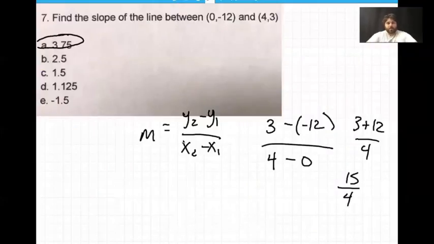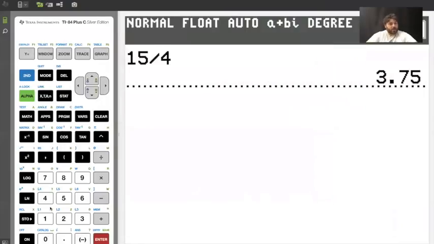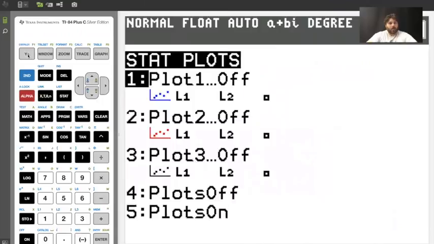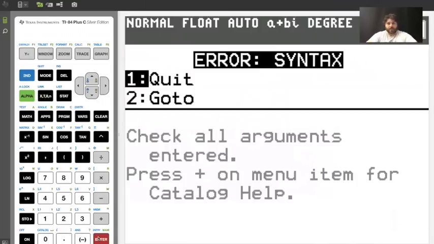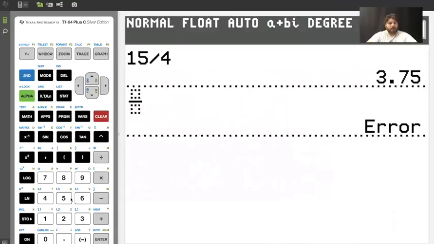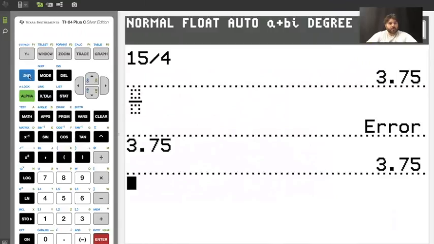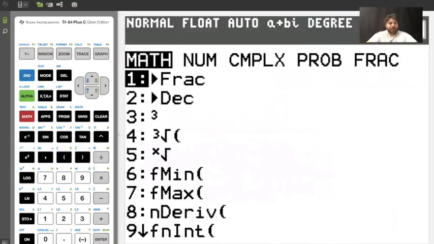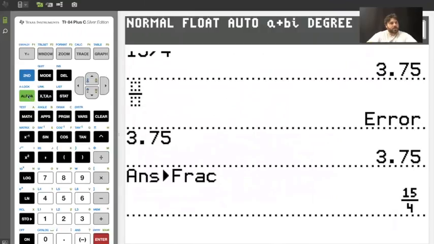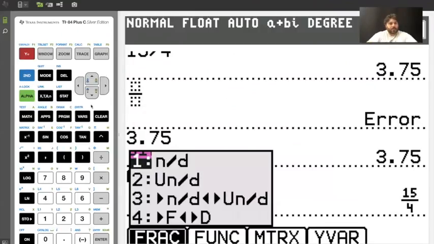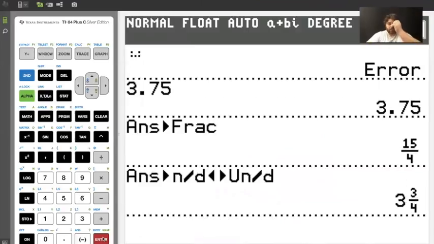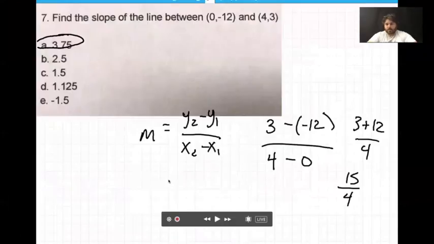Now let's say they had that number as a fraction. Well, then 15/4 would be your answer. But what if they wanted you to write that as a mixed number? Remember, you can always go to alpha y equals, and change it to a fraction first. So we're going to do 3.75 as a fraction. We're going to say math, enter, enter. That will turn it into 15/4. And then alpha y equals, down here, number 3, switches it to a mixed number, which would be 3 3/4. So just be aware, in case that were to come up, it's totally possible to do that.